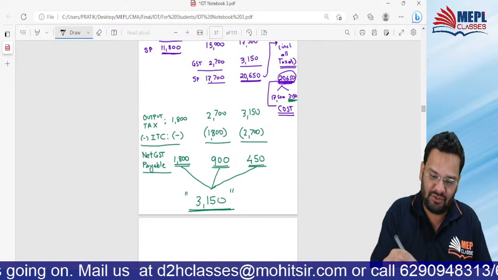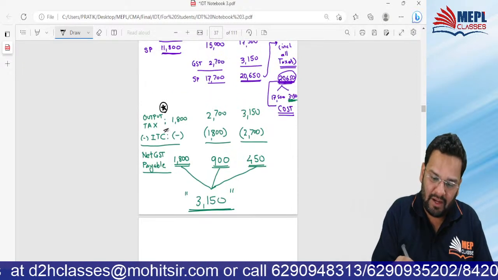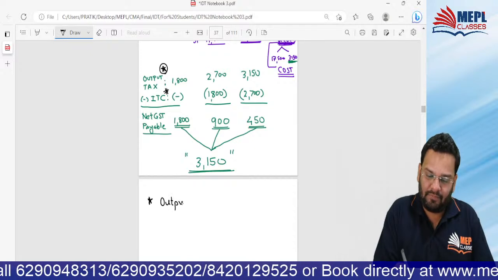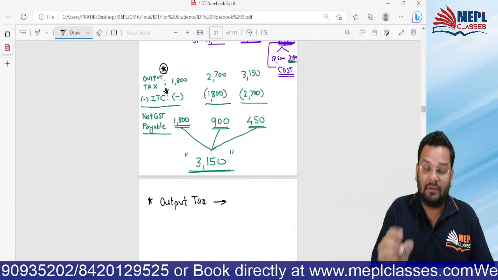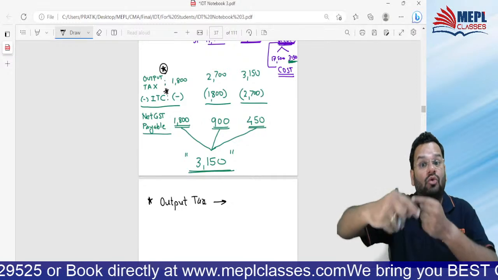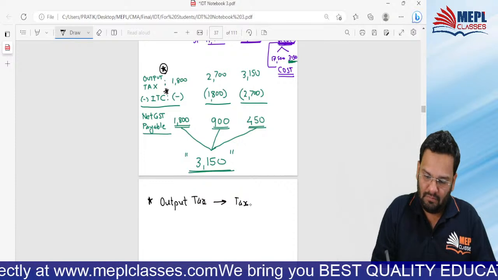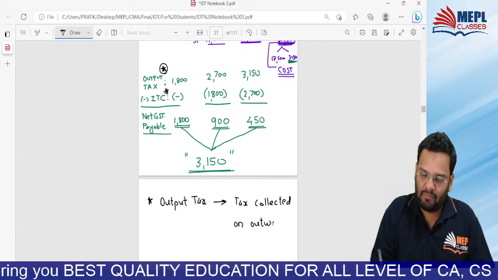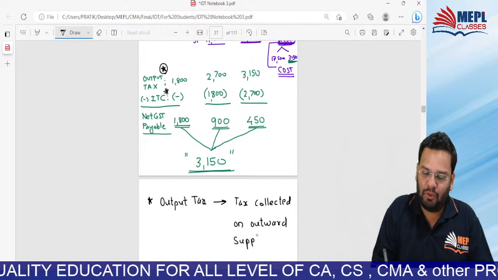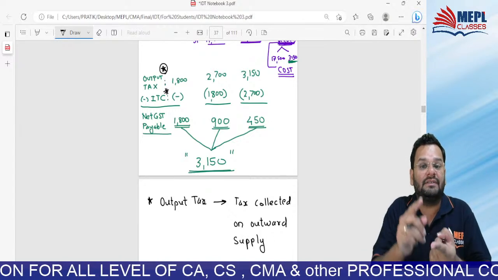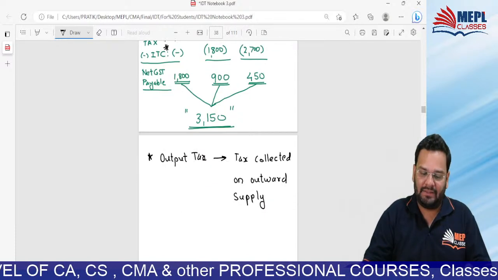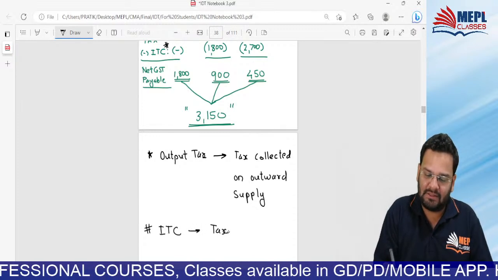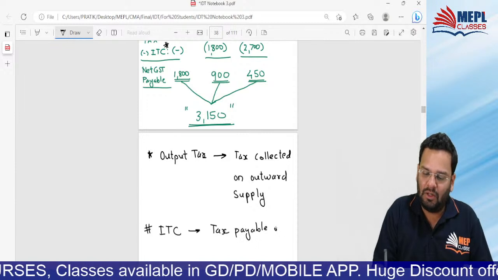What is output tax? Technically, what is output tax? And what is input tax credit? Output tax is tax collected on your sales or outward supply. Agreed. And what is input tax credit? Input tax credit is the tax payable on inward supply.